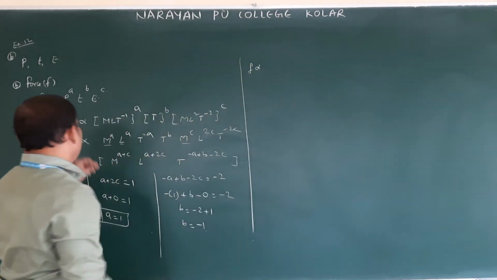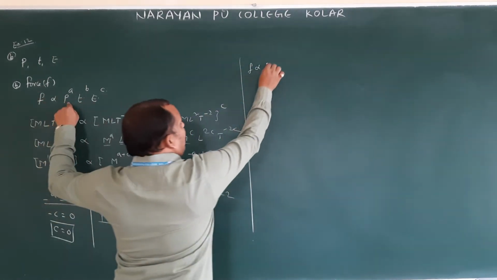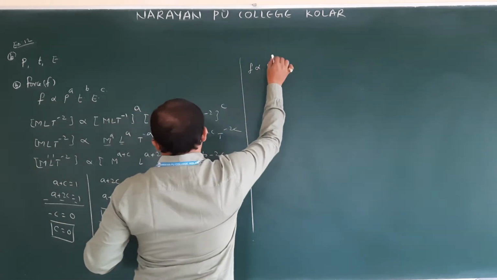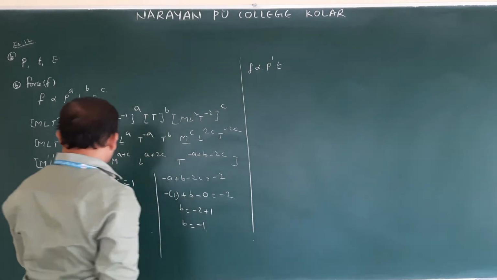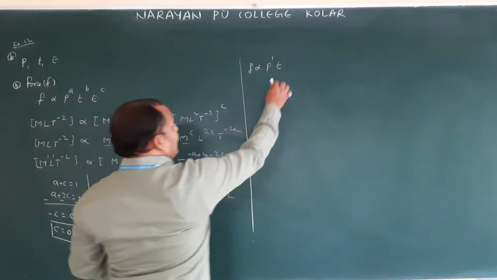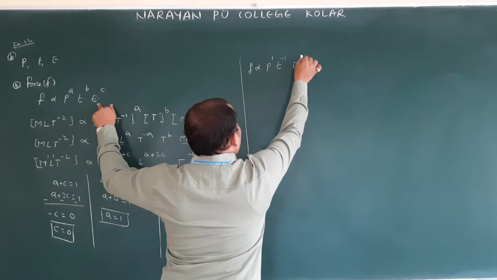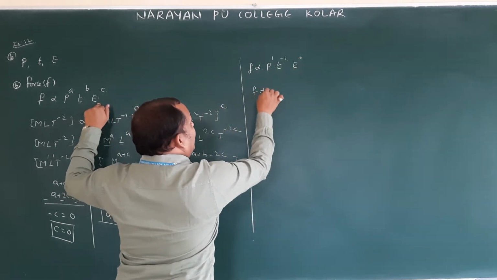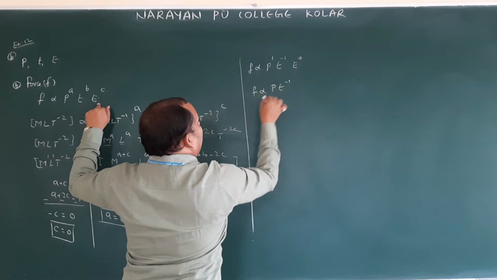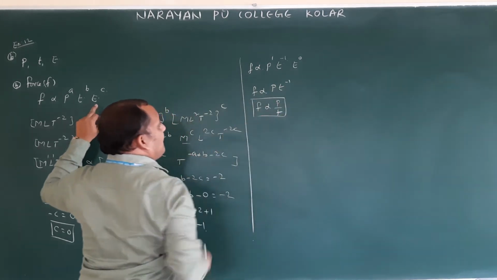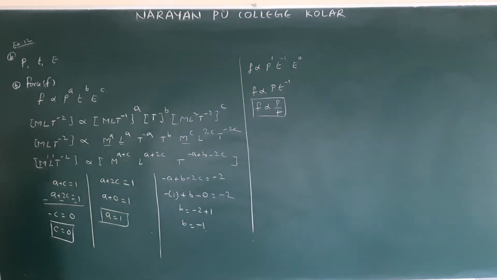So F is directly proportional to P power A, value 1. Next, T power B, value minus 1. Next, E power C, value 0. Therefore F is directly proportional to P power minus 1 T, that is, F is directly proportional to P by T. That is the relation between F, P, T and E if they wanted to obtain.